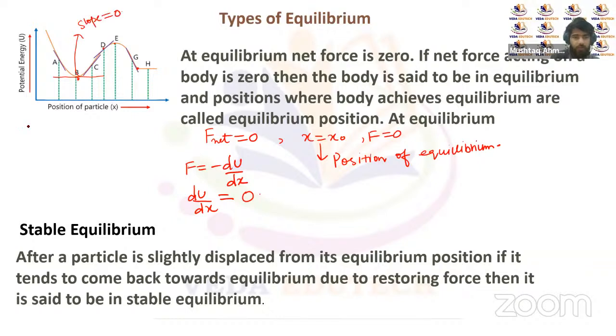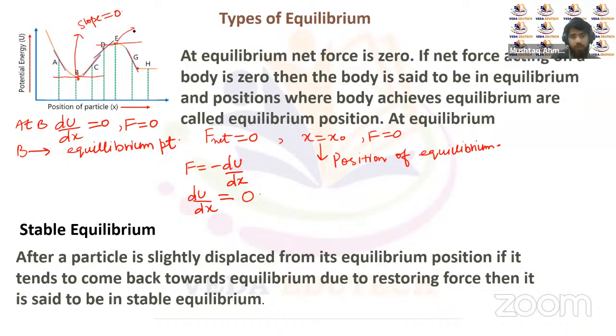Or we can say at B, the first derivative of the potential energy with respect to the position is equal to zero. Or we can say at this point the force acting on the particle is equal to zero. Or we can say B is an equilibrium position. Similarly, at the point E, the slope is once again equal to zero, because the tangent here will be parallel to the x-axis. So point E is also an equilibrium point.